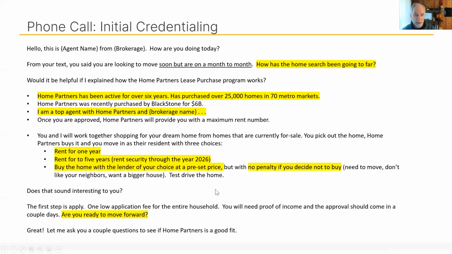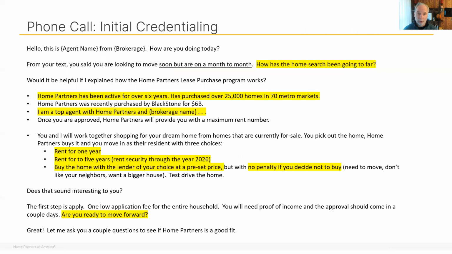So now we're ready to get Henry on the phone. So here's our script. So of course, we're going to introduce ourselves at the beginning, find out how he's doing. But what I really want to dive into initially is how has his home search been going so far?